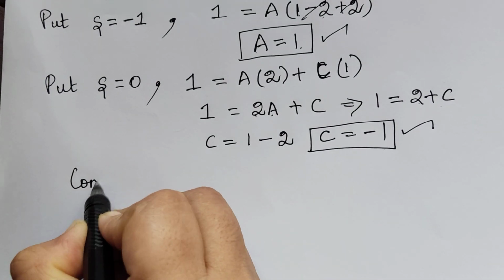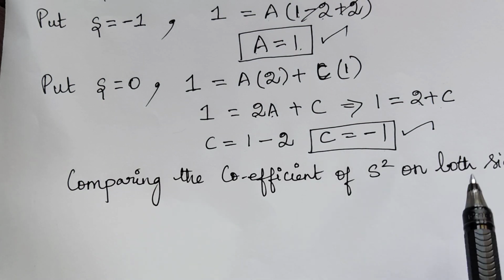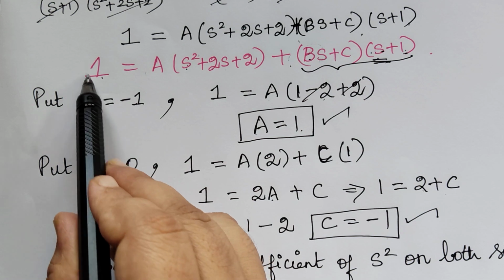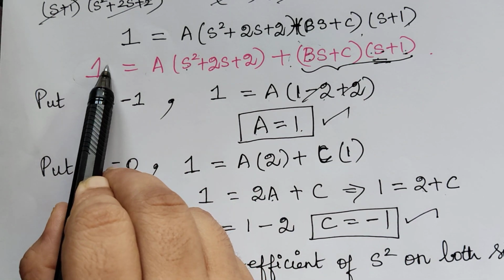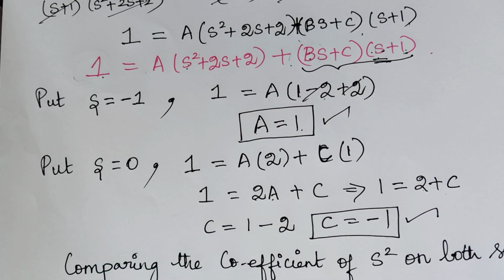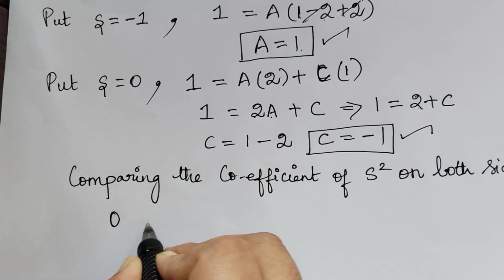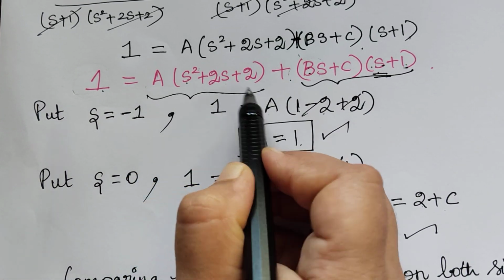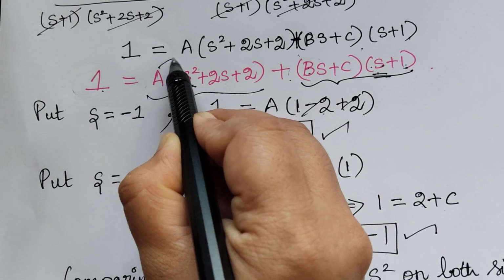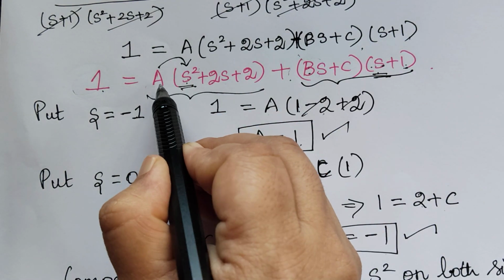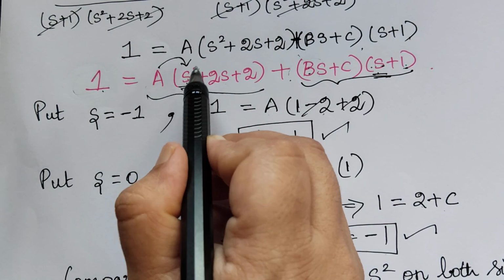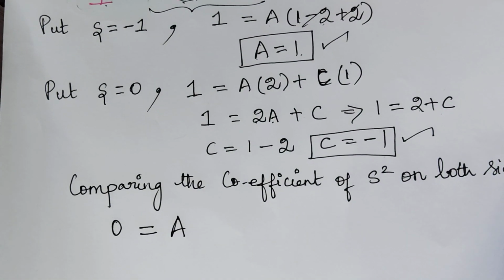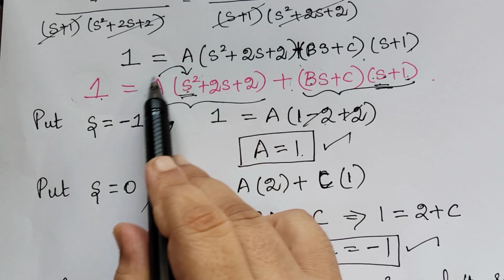So comparing the coefficient of s square on both the sides. Here there is no s square on the left hand side, so the coefficient of s square is 0. On the left it is 0, that is equal to, on the right, in this first term, s square is over here. So when you multiply this a with this s square, you will have the coefficient of s square as capital A. So let me write that.